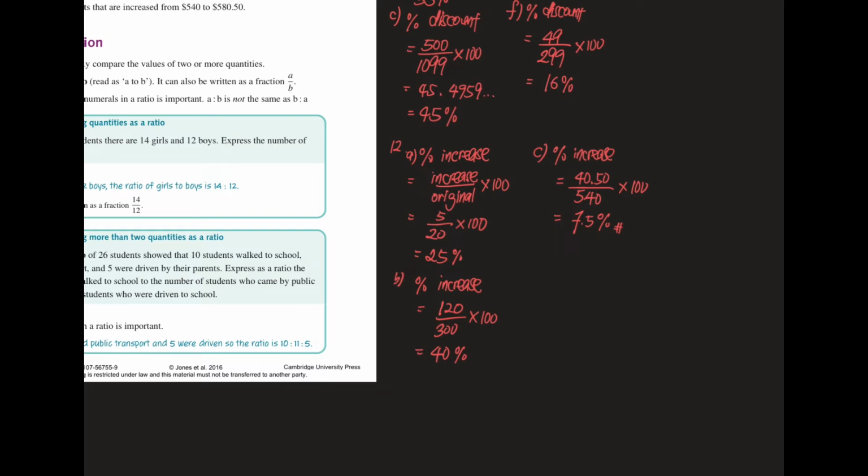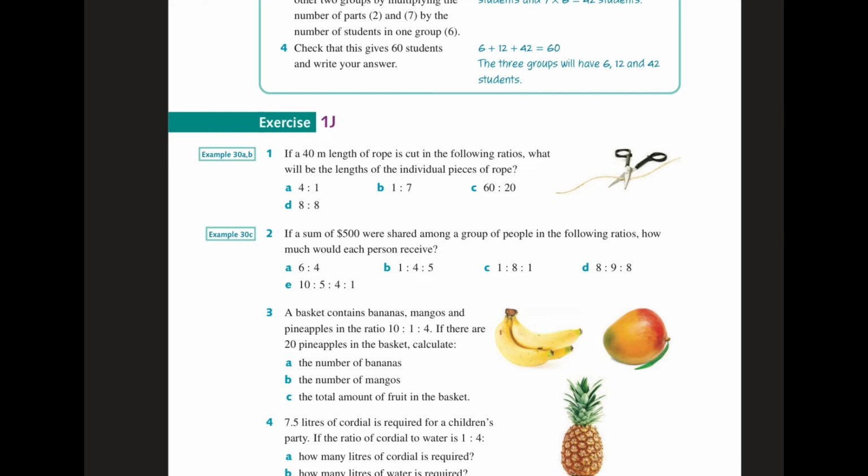Okay, so we settled these questions. Wait, let me just put percentage. So exercise 1J, question 1. If a 40-meter length of rope is cut in the following ratios, what will be the length of the individual pieces of rope?